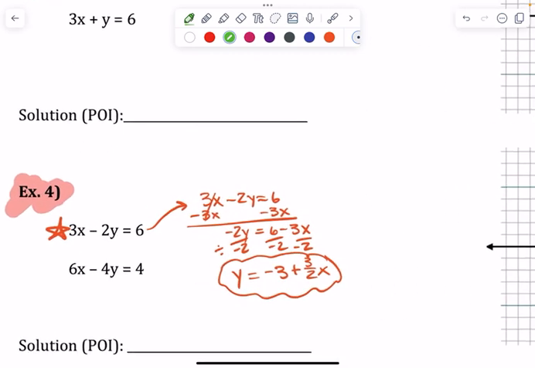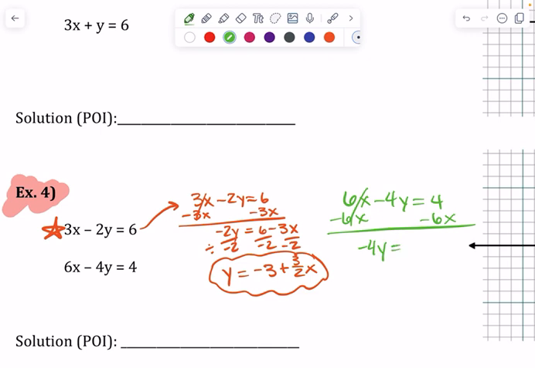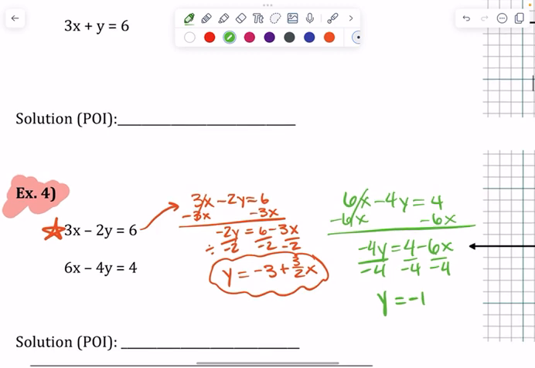And then let's solve your other equation for y. So 6x minus 4y equals 4. So move that x term over. Remember, don't actually combine them. So negative 4y equals 4 minus 6x. Divide every term by that negative 4. So we get y equals 4 divided by -4, -1, negative divided by negative again, positive 6/4 x.